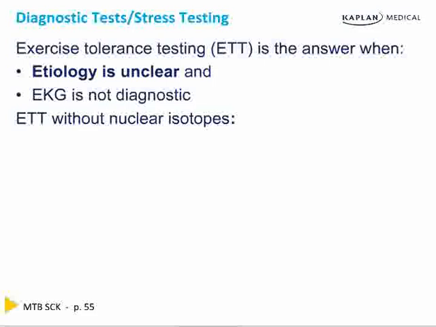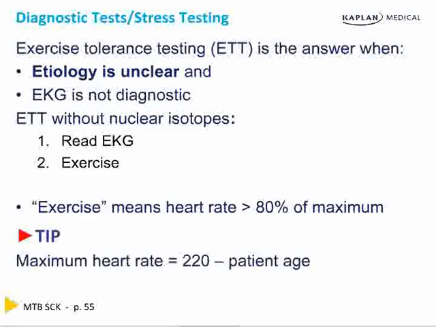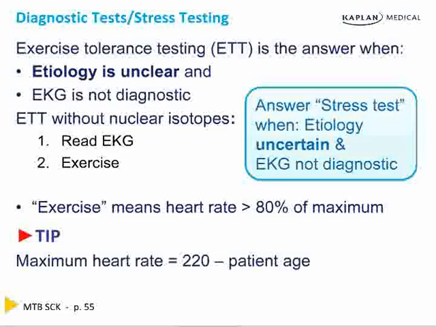And a stress test, exercise tolerance test, needs you to be able to read the EKG for ischemia. What do you see on that EKG for ischemia? You see ST segment depression. That's how you detect the ischemia on the EKG. You look for ST depression. And you need to be able to exercise. Exercise means being able to get up to 220 minus your age. That's a maximum heart rate. Maximum heart rate is 220 minus your age, but you don't have to get to 100% of it. Even 80% of it is good enough. And that stress test is when the etiology is uncertain, not when it's clear already.